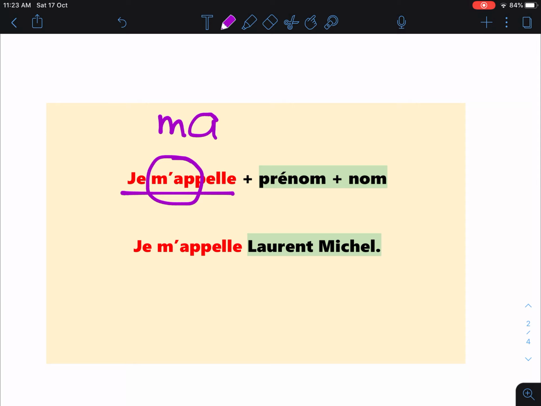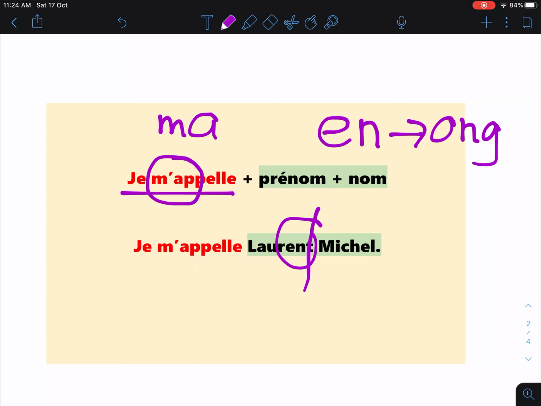Now, je m'appelle simply means my name is in English. So, with je m'appelle, you can put the prénom together with the nom. So, you put je m'appelle Laurent Michel. Now, Laurent, the T here is silent. In English, Laurent is Lauren. But in French, when the letter E meets N, it becomes on. That's why you have Laurent.